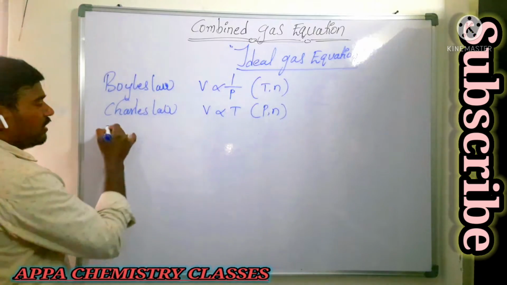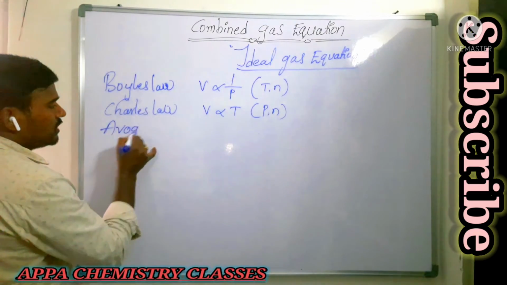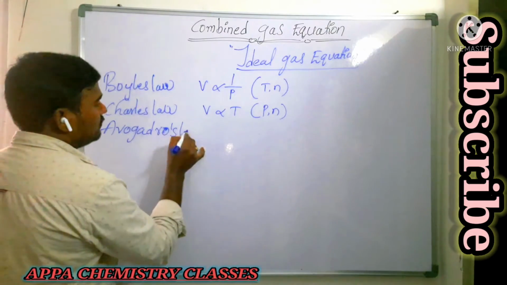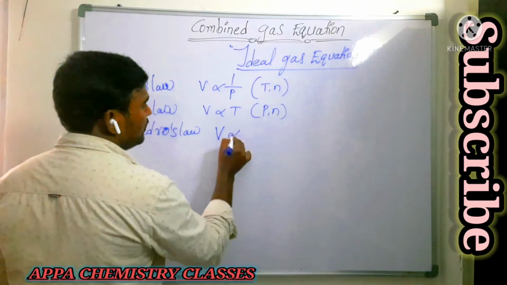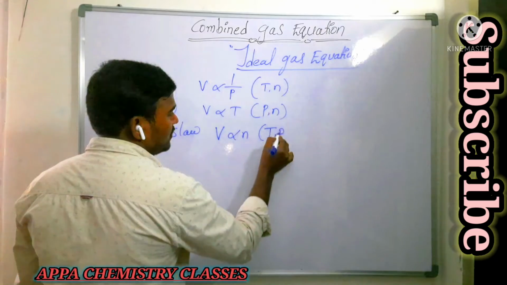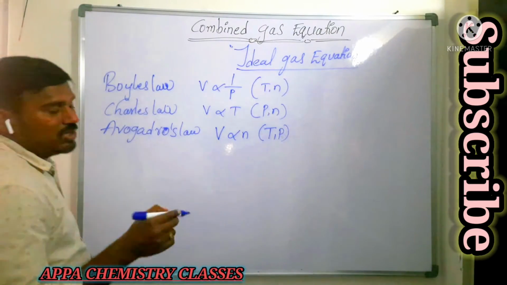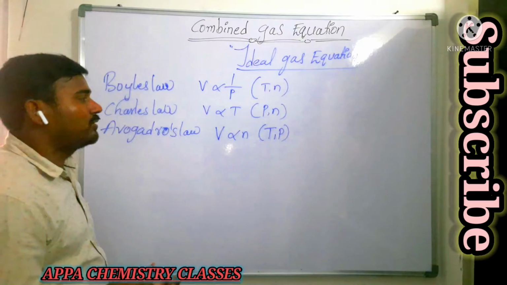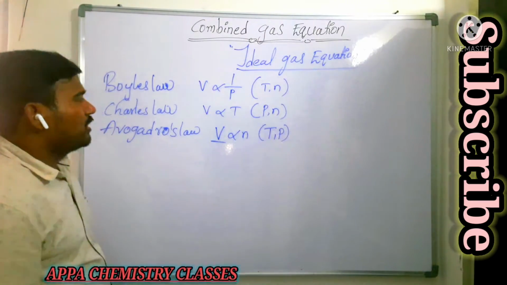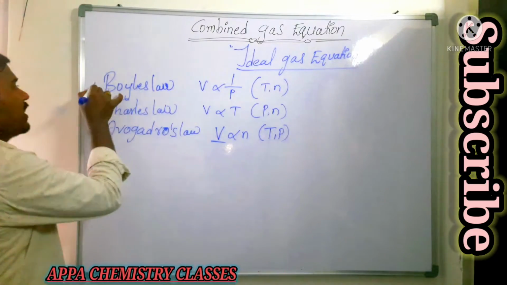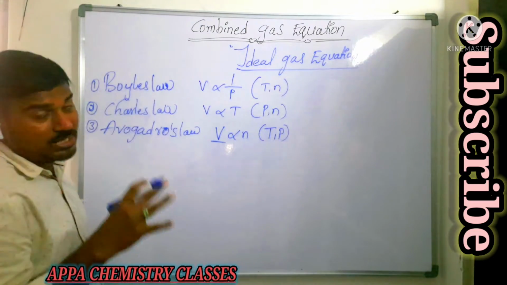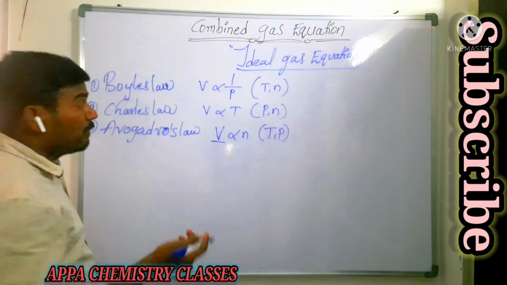If you take Avogadro's law, according to Avogadro's law, volume is directly proportional to number of moles. That is, at constant temperature and pressure, the volume of a gas is directly proportional to the number of molecules. That is, equal volumes of gases contain an equal number of molecules. So we have to combine these three gas laws: Boyle's law, Charles' law, and Avogadro's law. By combining these three, we get the combined gas equation.